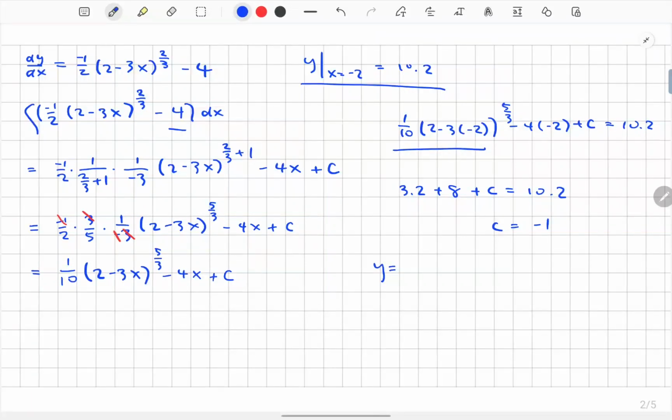So our final answer is y equals 1 over 10 (2 minus 3x) to the power of 5 over 3 minus 4x minus 1.